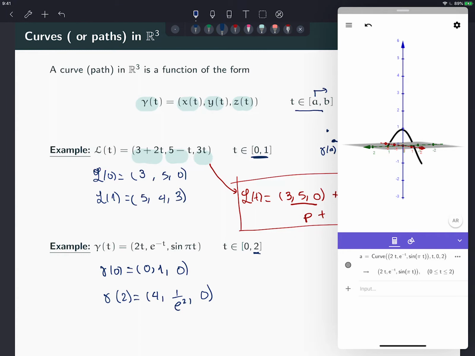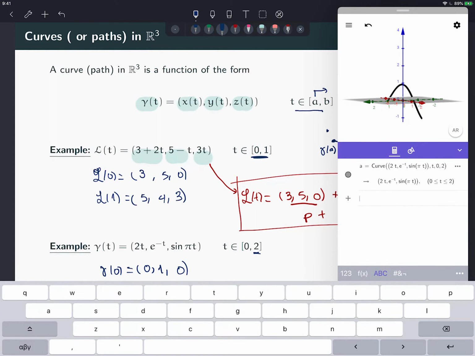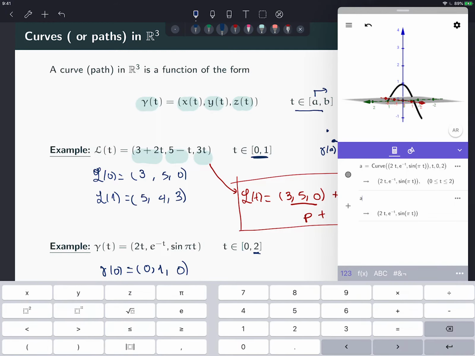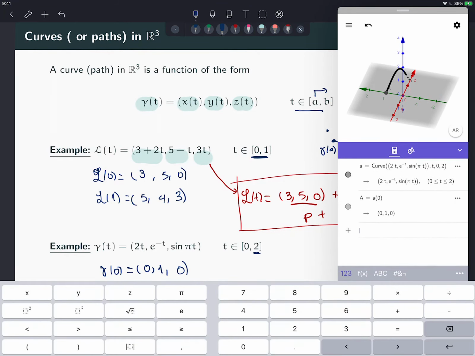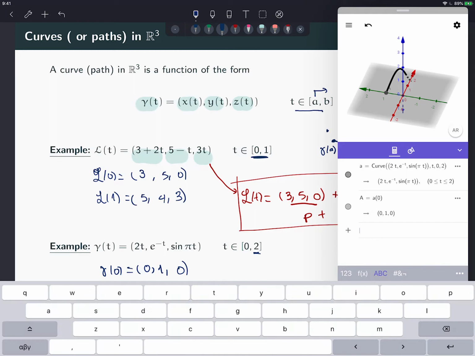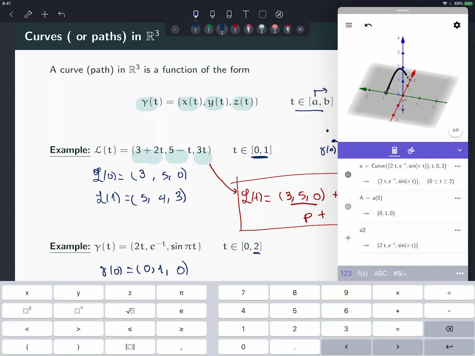And here I can even say, if I call A, I can say, who is A of 0? And put a parentheses. Oops. It's that point, and it's graphed the point right there. And then you can say, who is A of 2? Oops, I forgot my parentheses, sorry. So A of 2 is that point.